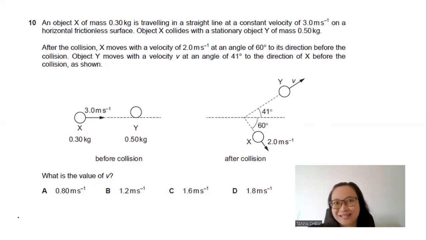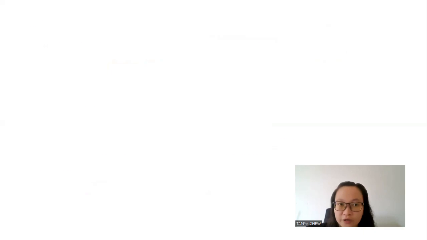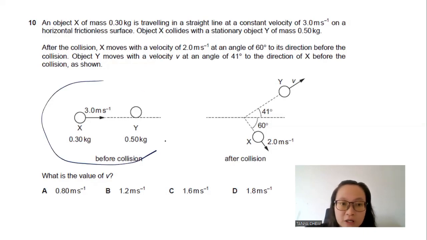Now, the good thing is they show us a diagram, so it saves our time in sketching. If you want to solve this question in the fastest way, I would suggest you resolve it vertically. You can also resolve it horizontally, but I resolve vertically. Why do I choose to resolve vertically? It is because before the collision, X is moving in the horizontal direction, so the total momentum before the collision is equal to zero vertically. That is why I resolve it vertically.